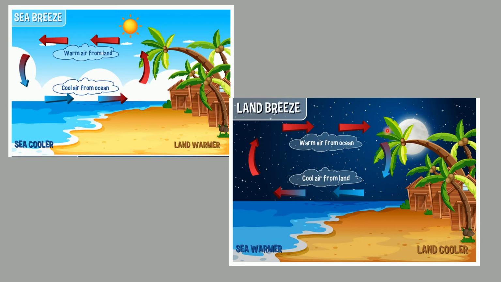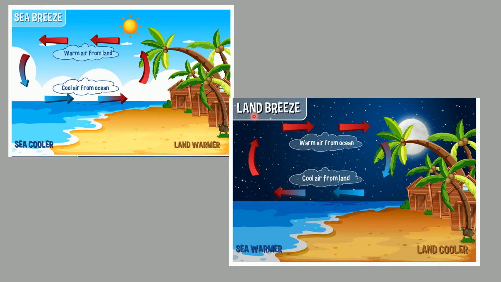Then comes night. During night, what happens? As I told you, the water heats up slowly and cools down slowly. Land heats up faster and cools down faster. So during night time, the air above the land will cool down very quickly. Hence, it will be heavier and it will be on the surface, whereas the air above the water is still warmer. Hence, being lighter, it rises up and starts moving towards the land, and thereby the cool air above the land moves towards the sea.